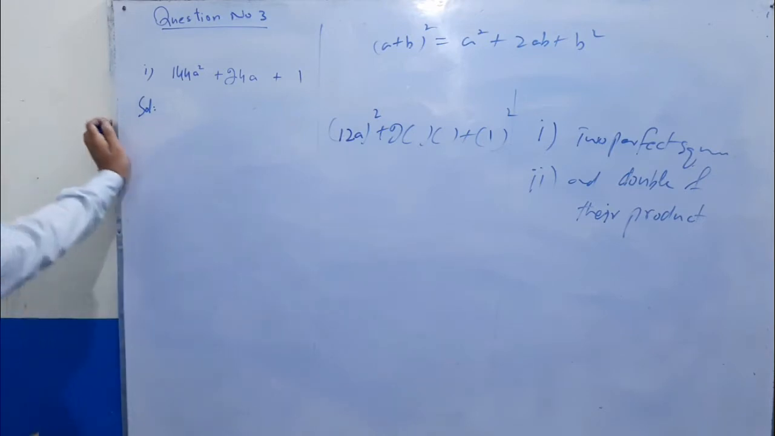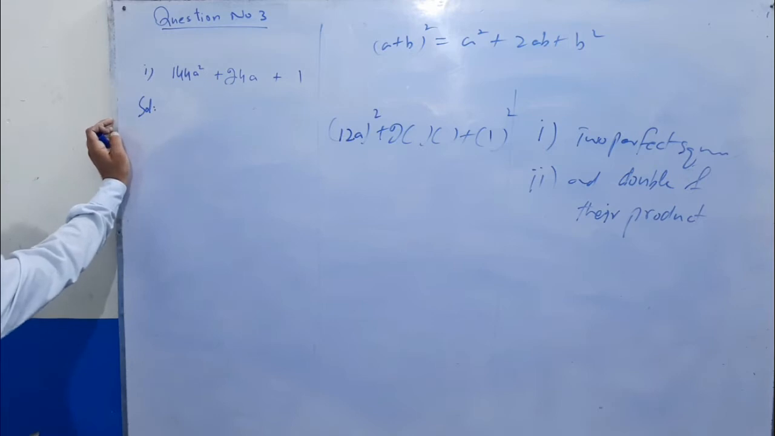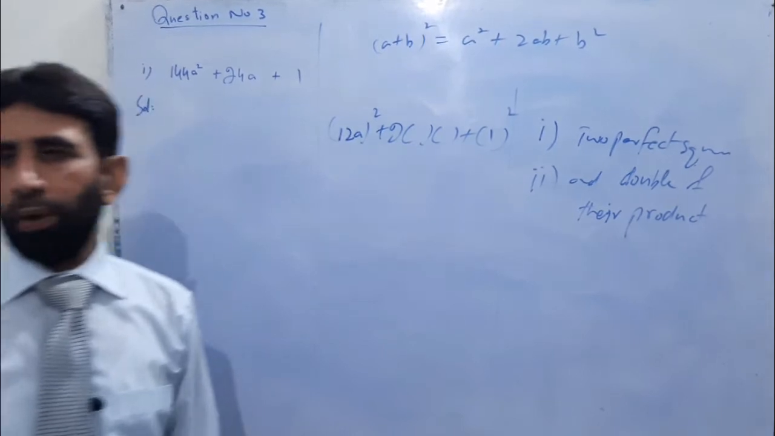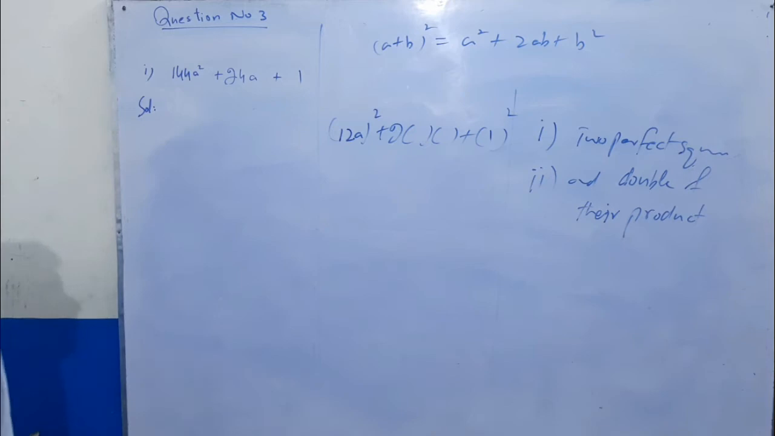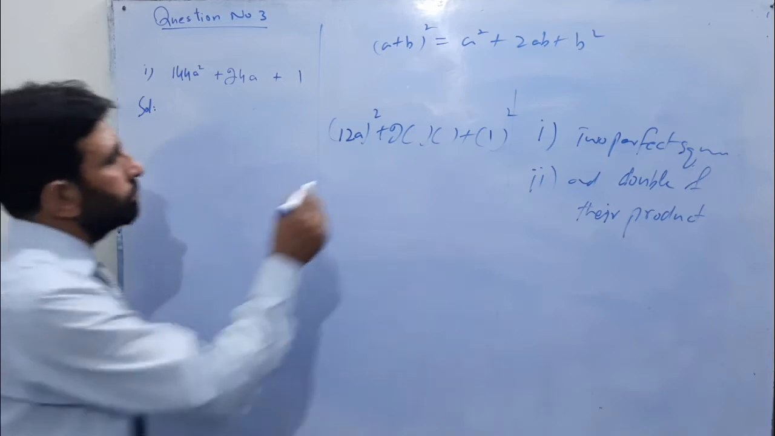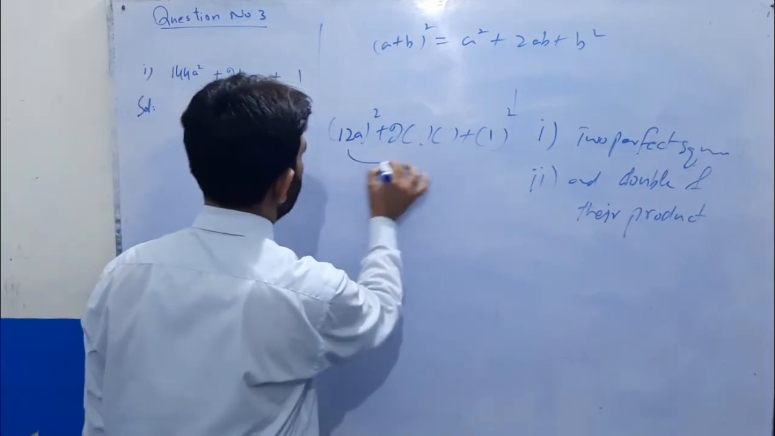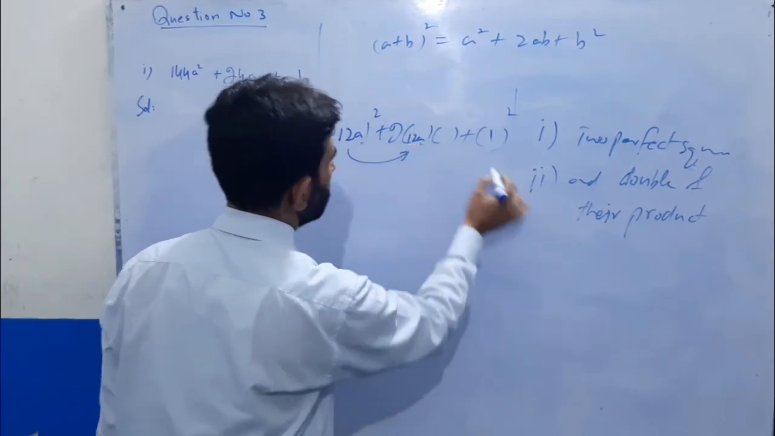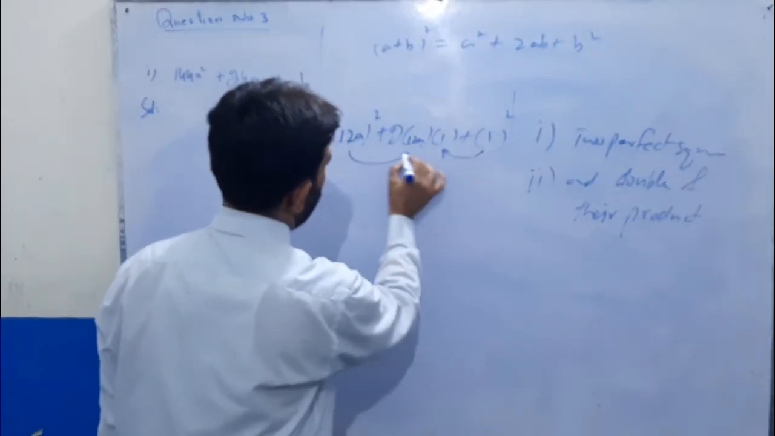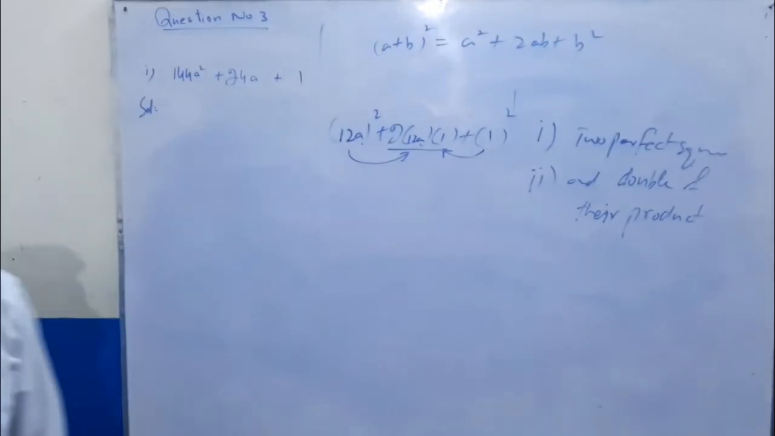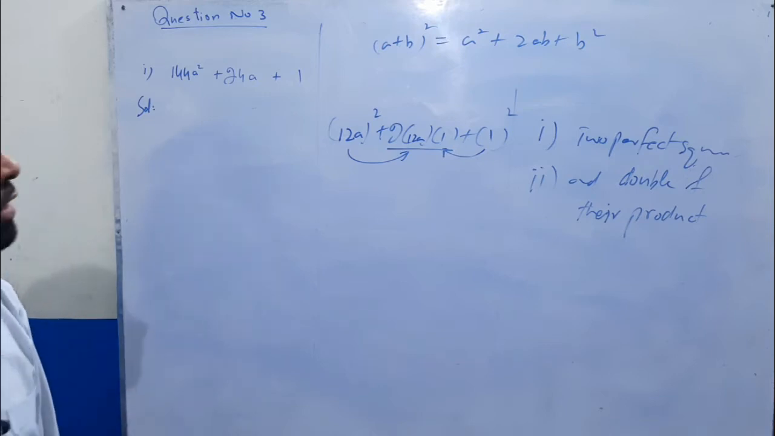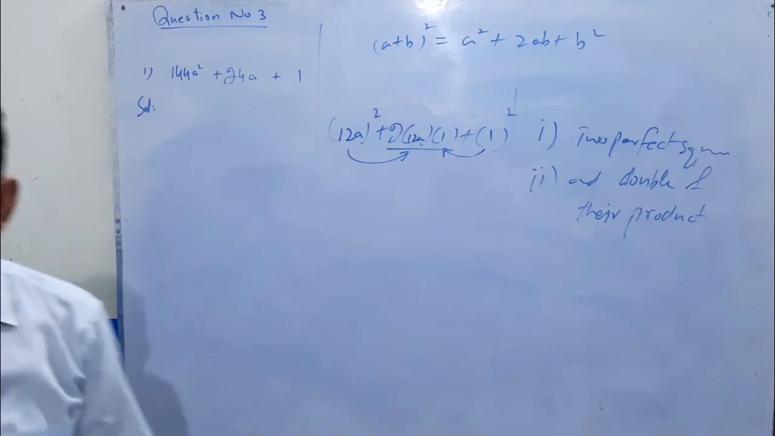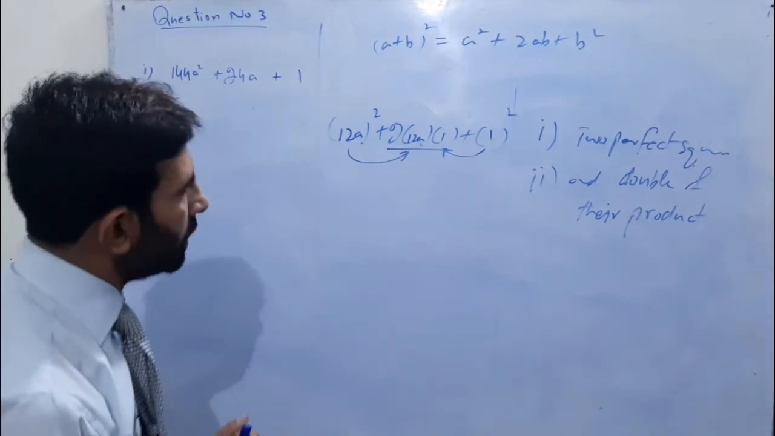Like in this part, 144a square. 144a square is a perfect square and 1 is also a perfect square. First condition has been fulfilled, like 2 perfect squares are over here. And now we check whether the middle term is the double of their product or not. The first entry 12 is written over here and second 1 over here. Now check, when you multiply 2 times 12 times 1, it becomes 24a. So both the conditions have been fulfilled. So the first identity can be used. Now we have different examples in which the first identity can be used.